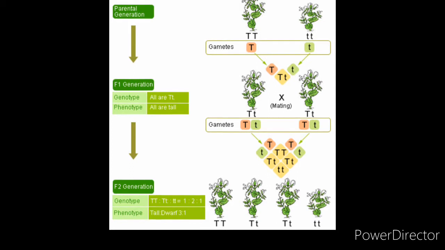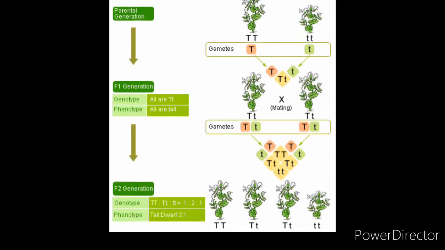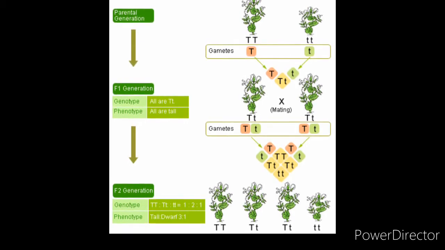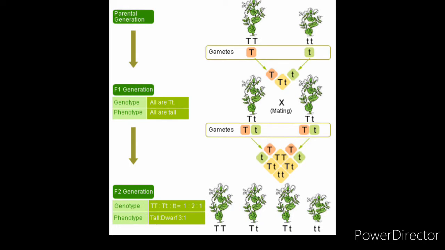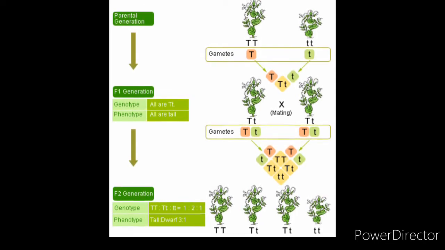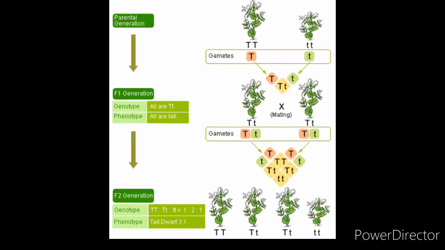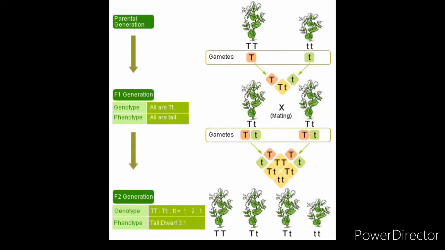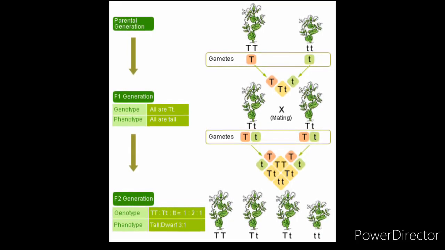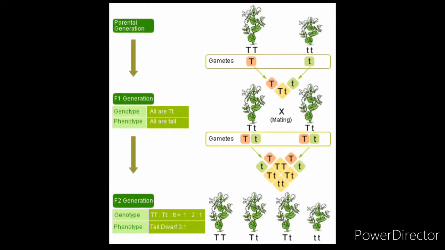He did monohybrid crosses. Crosses involving inheritance of only one pair of contrasting characters are called monohybrid crosses. For example, he crossed two forms of a single trait, like a cross between a tall and a dwarf plant. So he took a single trait, that is stem height, and two parents, one tall parent and one dwarf parent.